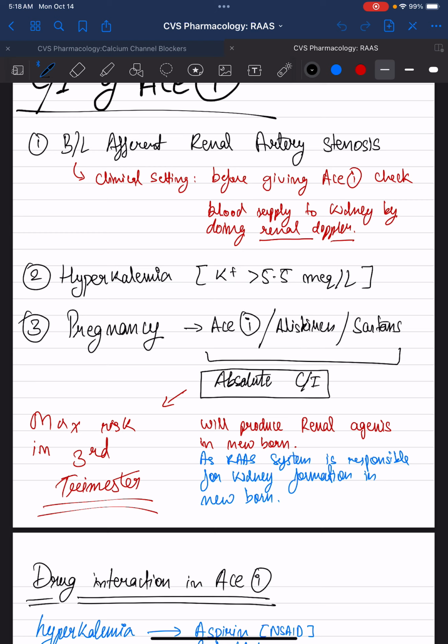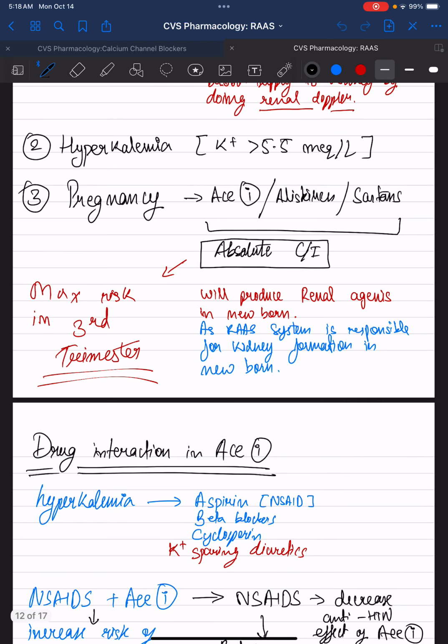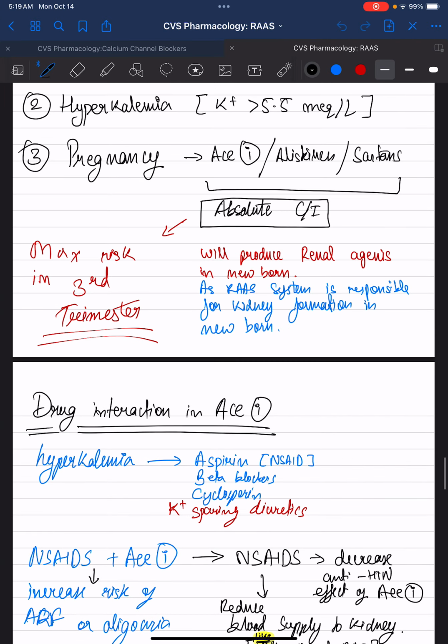In pregnancy, ACE inhibitors and aliskiren and ARBs or sartans are absolutely contraindicated because these drugs have the maximum risk in the third trimester of the pregnancy. If ACE inhibitors, aliskiren or ARBs are used during pregnancy, they will produce renal agenesis in the newborns, because the RAAS system, or renin angiotensin aldosterone system, is responsible for the kidney formation in the newborn, and as the RAAS system is inhibited by ACE inhibitors, aliskiren and ARBs, it will lead to renal agenesis in the newborns. So it is absolutely contraindicated in pregnancy.